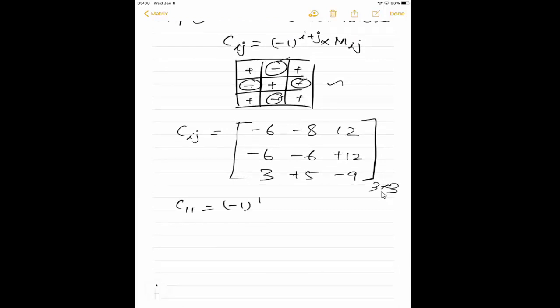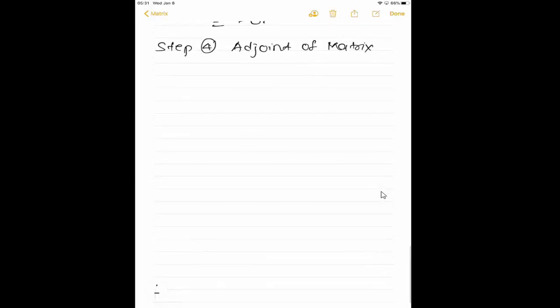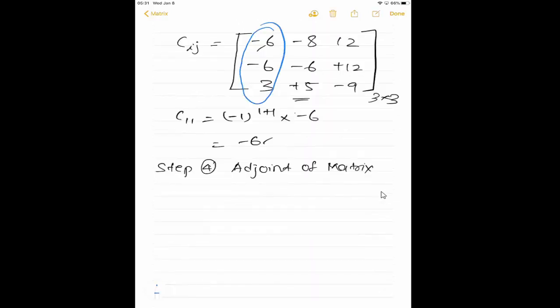It is minus 1 to the power 1 plus 1 into the first value, minus 6, which is equivalent to minus 6. This value is nothing but this value. So you can do like this for all the values. At the end, this is the matrix we will get. The next step is the adjoint of the matrix. Adjoint of a matrix means we have to take the transpose. These columns are changing into rows or rows are changing into columns as you wish. Adjoint of A equal to, let's consider this as a B matrix, which is equal to B transpose.